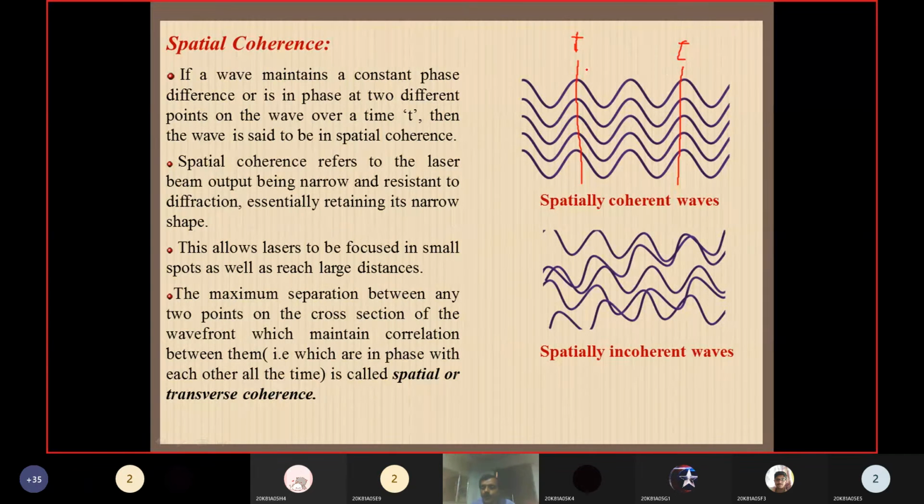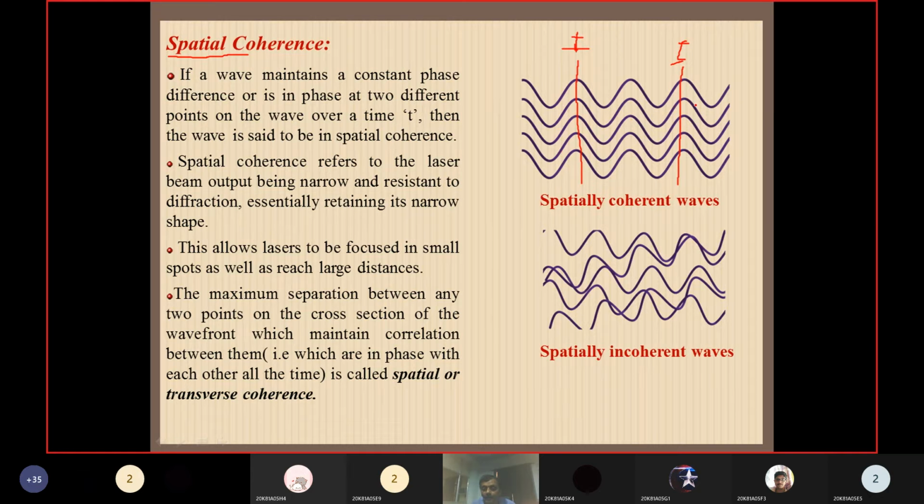Suppose here the phase is 10 and here the phase is 9, so the phase difference between them is 1. All waves are maintaining a constant phase difference, at a particular time. If you observe two different points and they maintain a constant phase difference, we can say that those waves are spatially coherent.